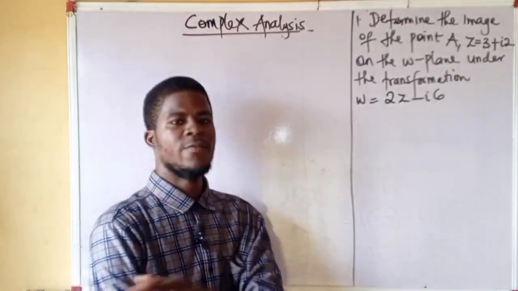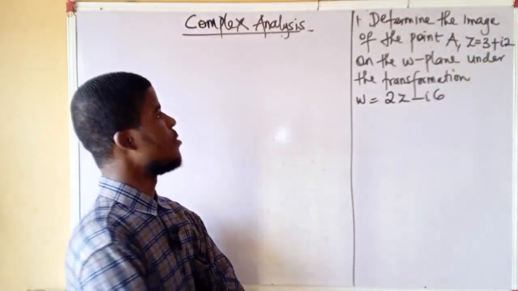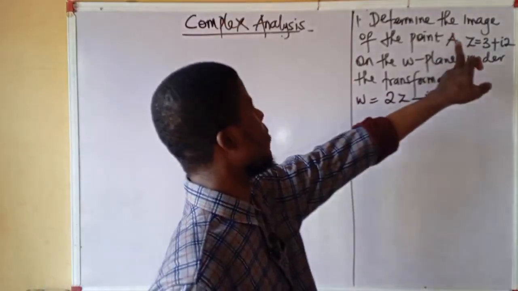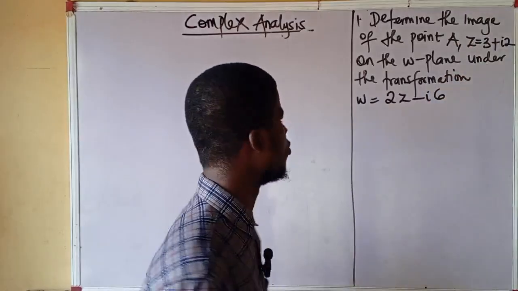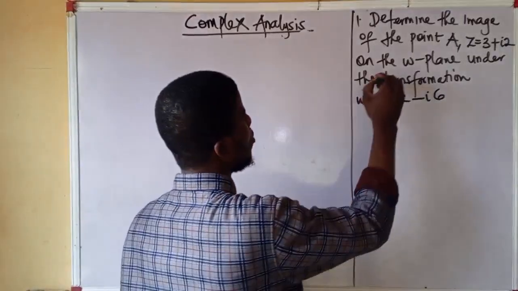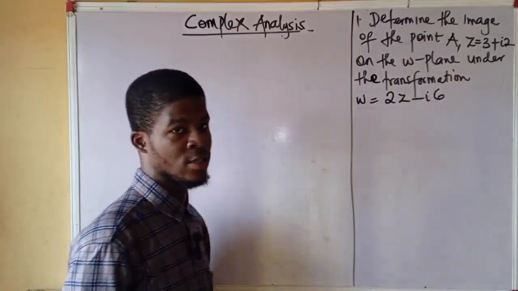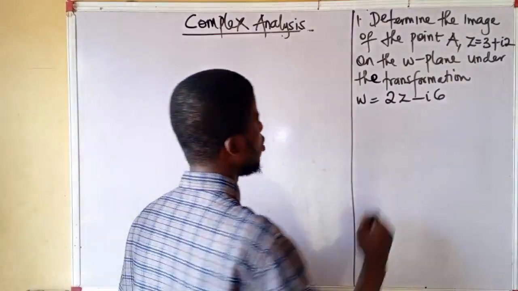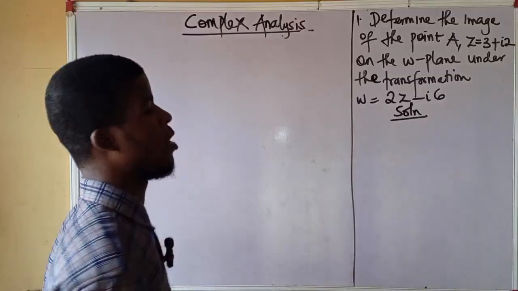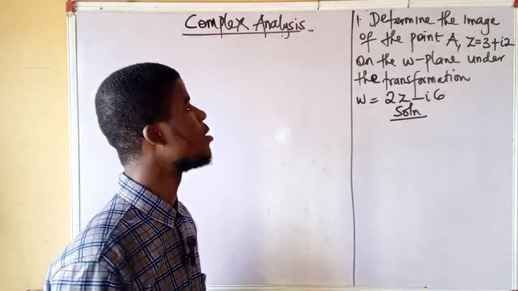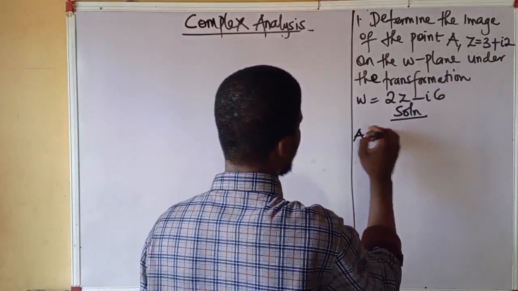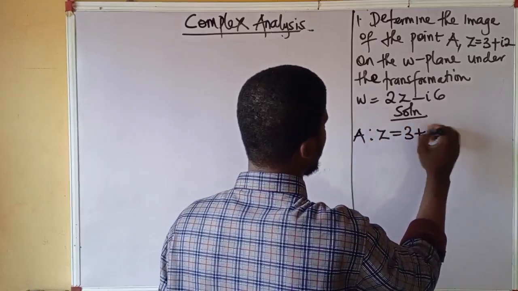Let's go ahead. This is the first question we have to solve. Determine the image of the point A, which is in the Z plane. The point A is Z equal to 3 plus 2i, on the W plane, under the transformation W equal to 2Z minus 6i. Make sure you watch this video to the end so you don't miss out, because there are a lot of things to say under complex mappings.